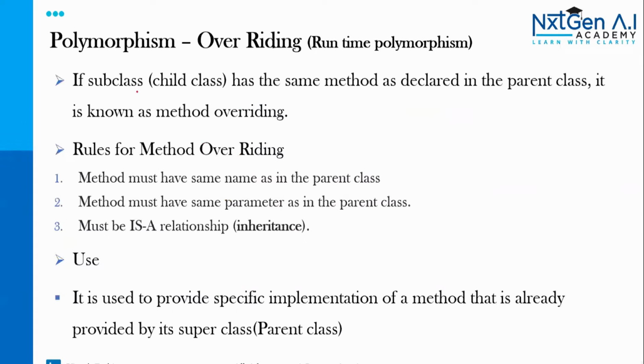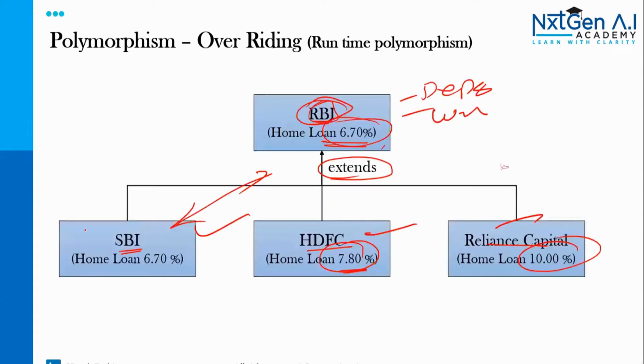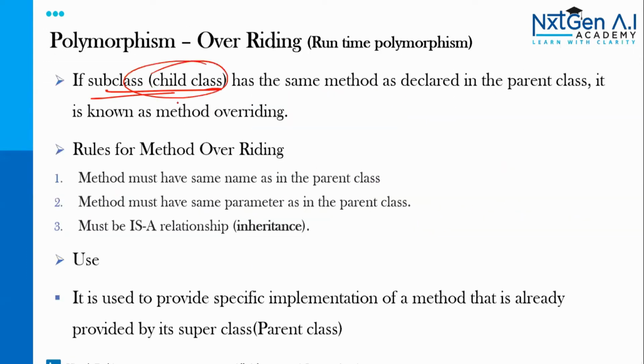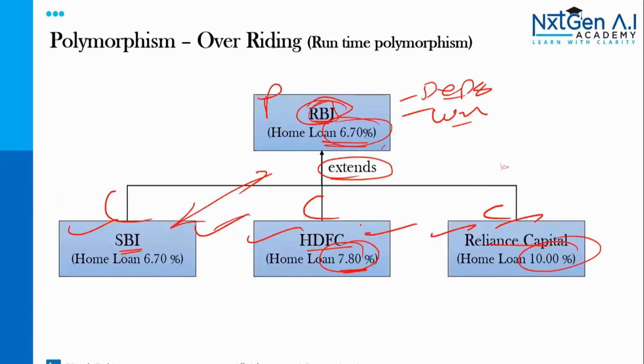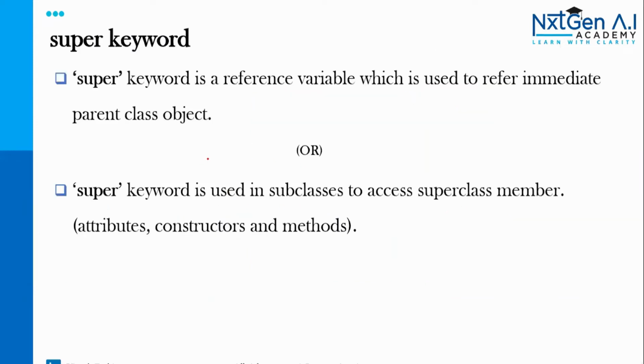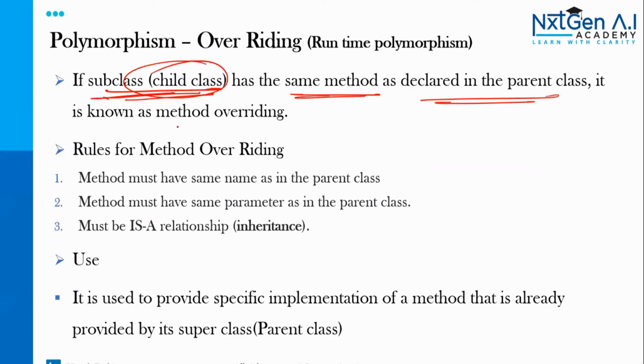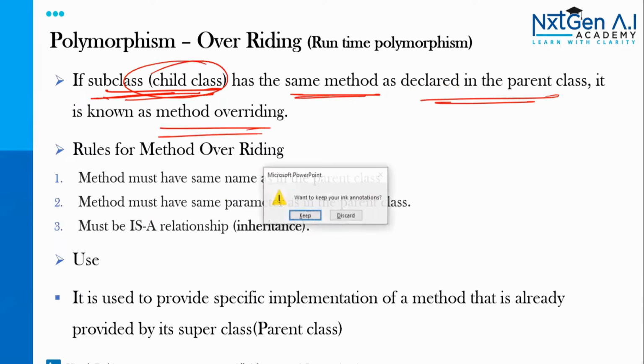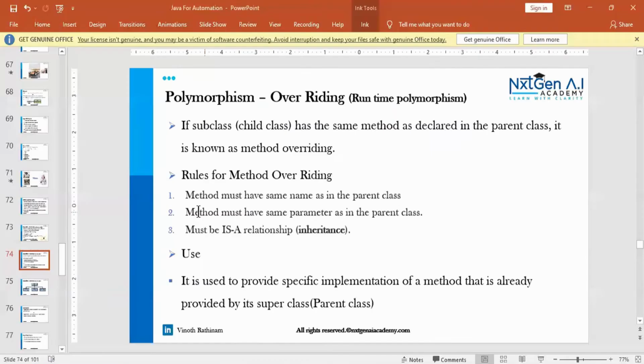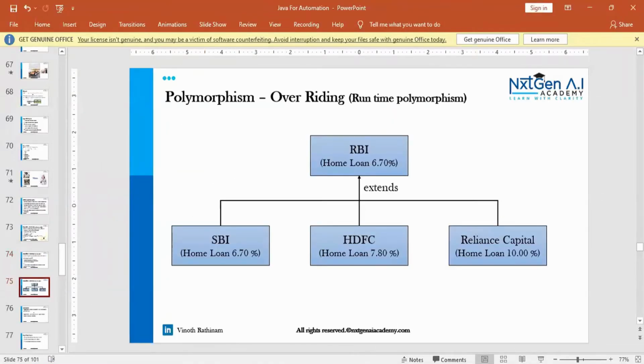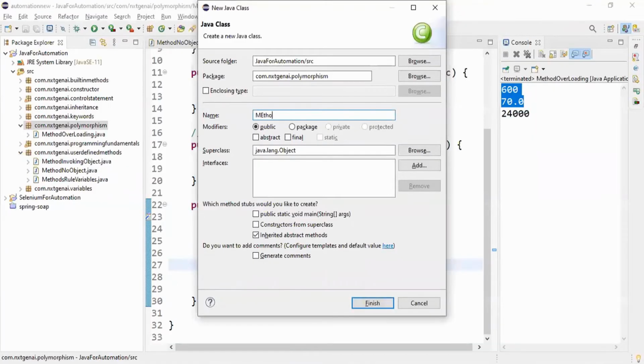So if a subclass, a child class, these are the children and this is the parent, has the same method as declared in the parent class, so here deposit, withdrawal, or maybe the home loan method is declared in the parent, it is known as method overriding. So let me show with an example. Just remember this diagram alone, then we will come back here. Method overriding.